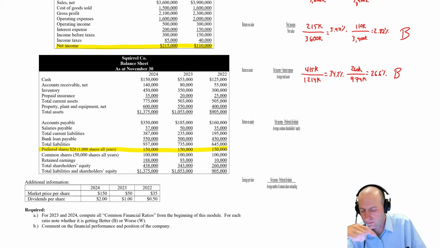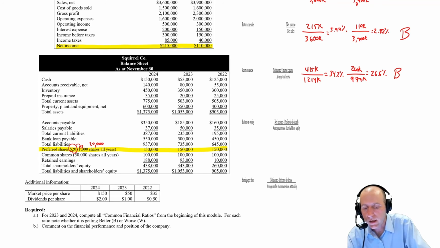So preferred dividends, what are our preferred dividends? Well, whenever we see a number beside preferred shares, that's their guaranteed dividend, $20, and there's 1,000 shares. So what are my preferred dividends going to be? 20 times 1,000. My preferred dividends are going to be $20,000.